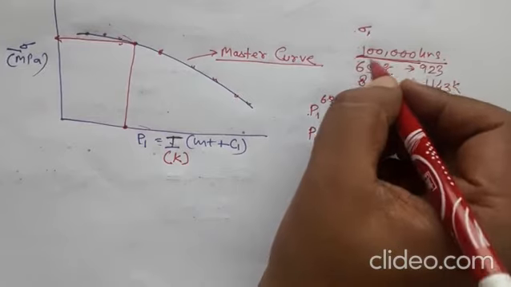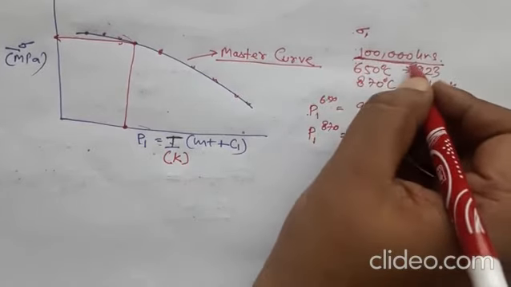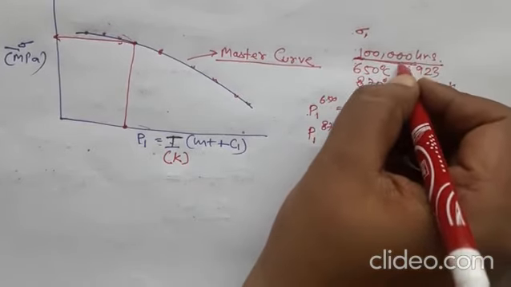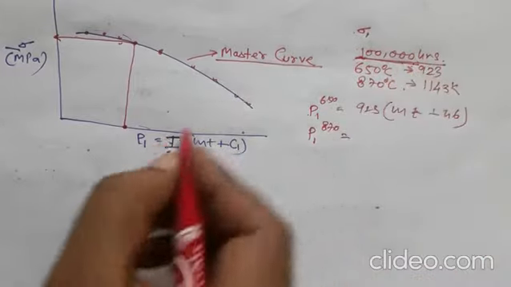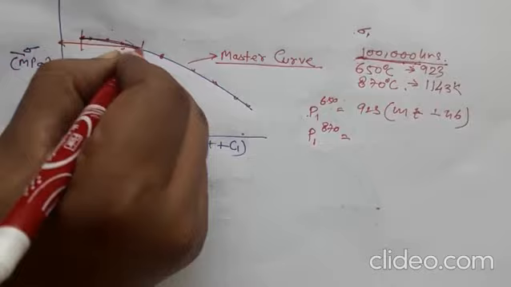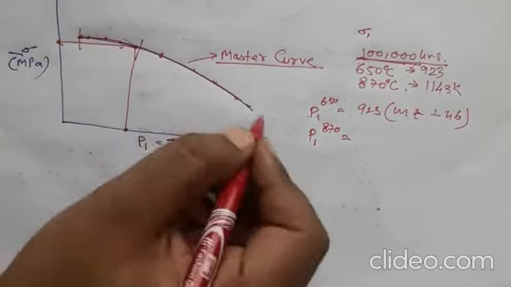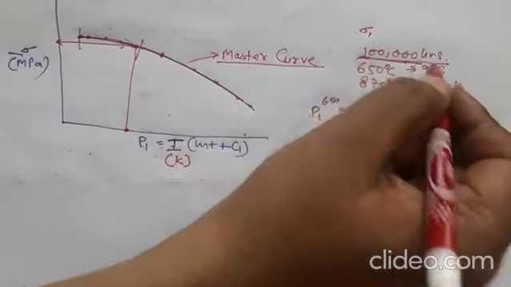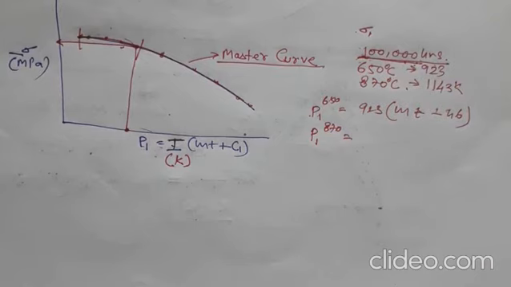So what are we doing? The testing we are not doing at 100,000 hours, but still we can get the data. We only have plot, let's say for this one, but we know how it is, so we can extrapolate that and we can find out that at longer time how much stress will be required for the failure.